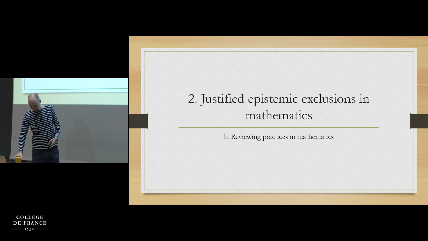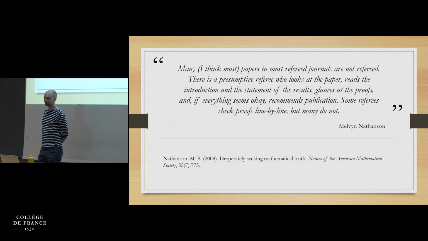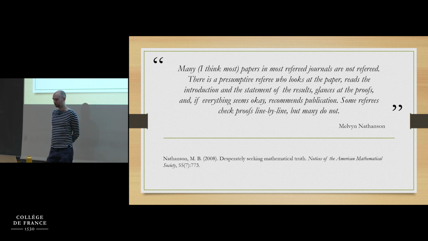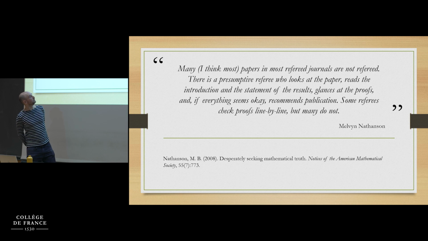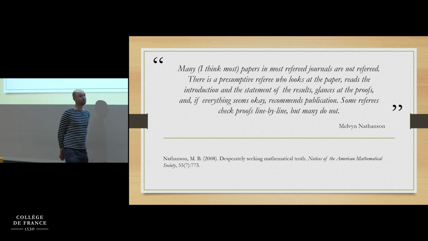Okay, so let's start with the downer. Here's Nathanson telling us: I think most papers in most refereed journals are not refereed. There's a presumptive referee who looks at the paper, reads the introduction and the statement of the result, glances at the proofs, and if everything seems okay, recommends publication. Some referees check proofs line by line, but many do not. Now, this is a mathematician telling us some personal experiences and opinions.